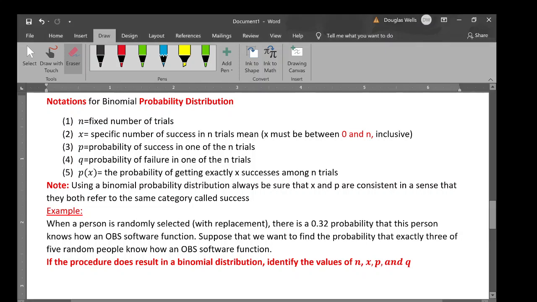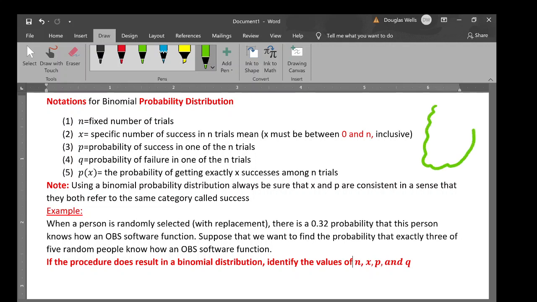Notations for binomial probability distribution. N is called the fixed number of trials, and X is the specific number of successes in n trials. That means X must be between 0 and n inclusive. So let's understand what this X means.